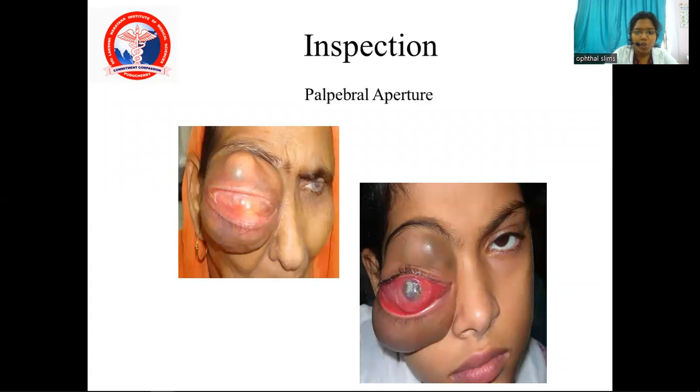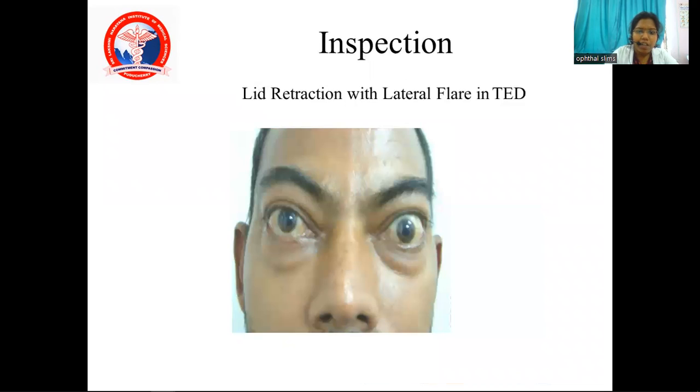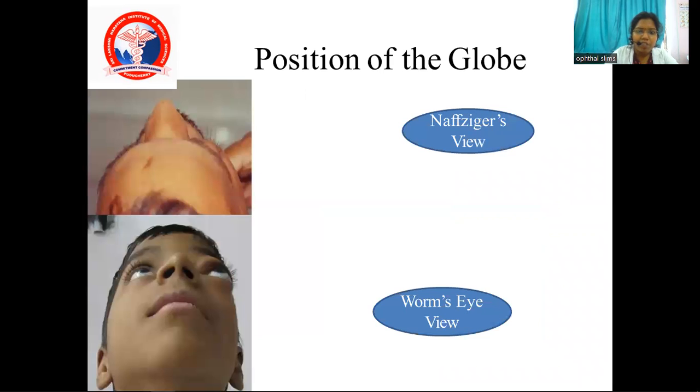On inspection, we also look into the palpebral aperture of the orbit. In cases of thyroid eye disease, we can see lid retraction with lateral flare. And then we have to look at the position of the globe. There are two ways of looking at the position of the globe. One is the Navigator's view, the other one is the Worm's view. In Navigator's view, we look from above, whereas in Worm's view, we look from below. And we compare both the eyes, how the eye is positioned.